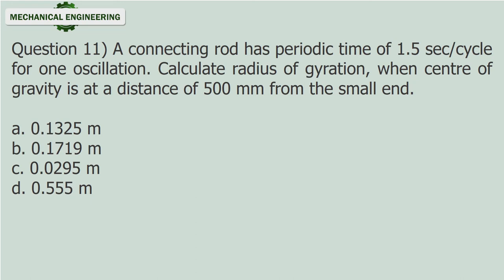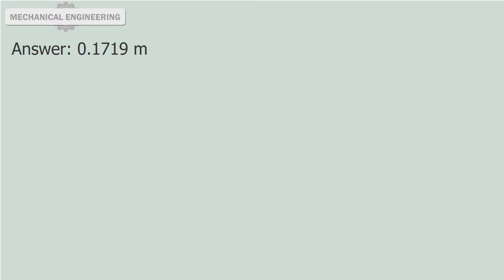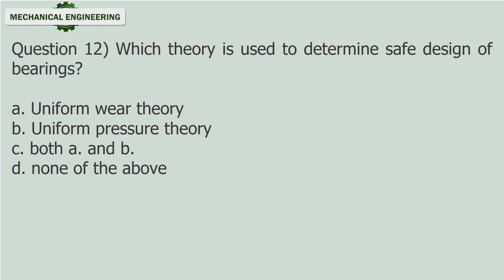Question 11. A connecting rod has periodic time of 1.5 seconds per cycle for one oscillation. Calculate radius of gyration when center of gravity is at a distance of 500 millimeters from the small end. A. 0.1325 meters. B. 0.1719 meters. C. 0.0295 meters. D. 0.555 meters. Answer: 0.1719 meters.